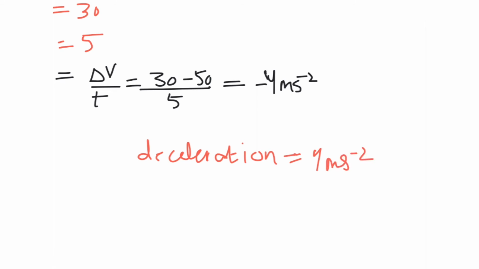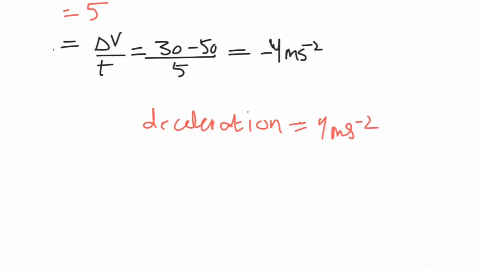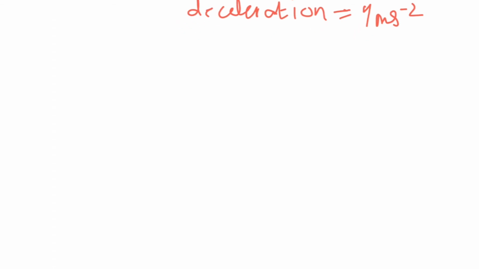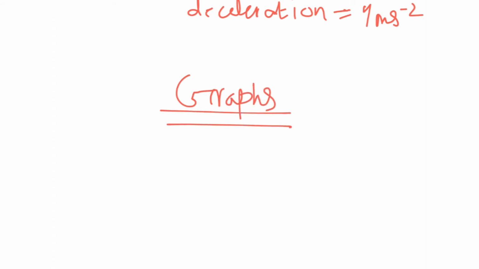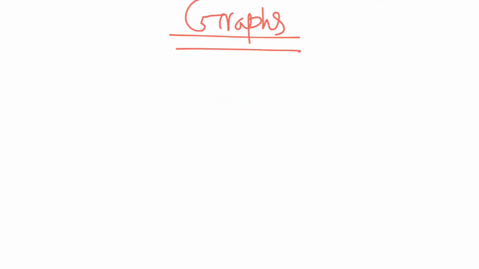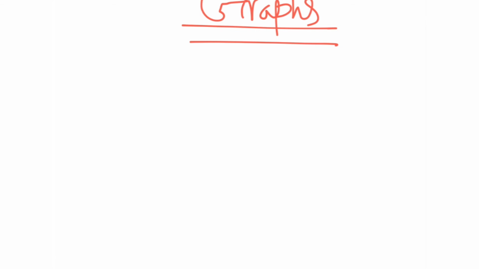This brings us to the next part of this chapter, which are the graphs. We're going to be discussing two graphs over here. One is actually the displacement time graph and the other is velocity time graph, and we will be beginning with the displacement time graph.